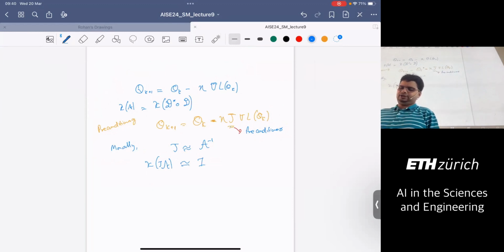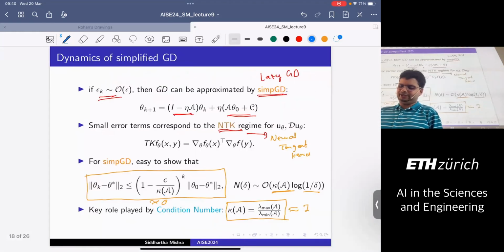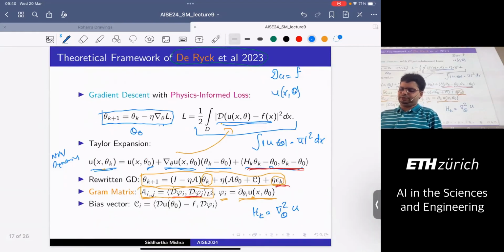You have to somehow know what this A is. You have to compute this Gram matrix. It's a pretty heavy matrix to compute. But if you have an operator-centric perspective, you somehow know the operator. But this is a large matrix, right?